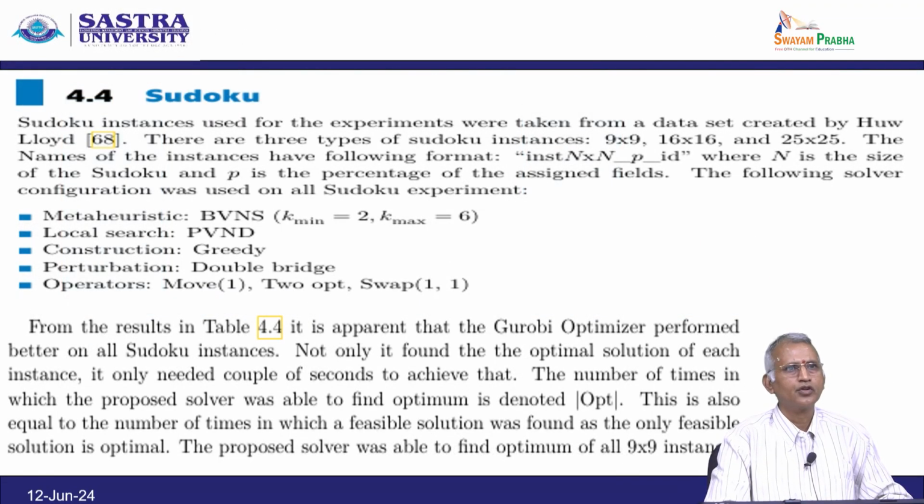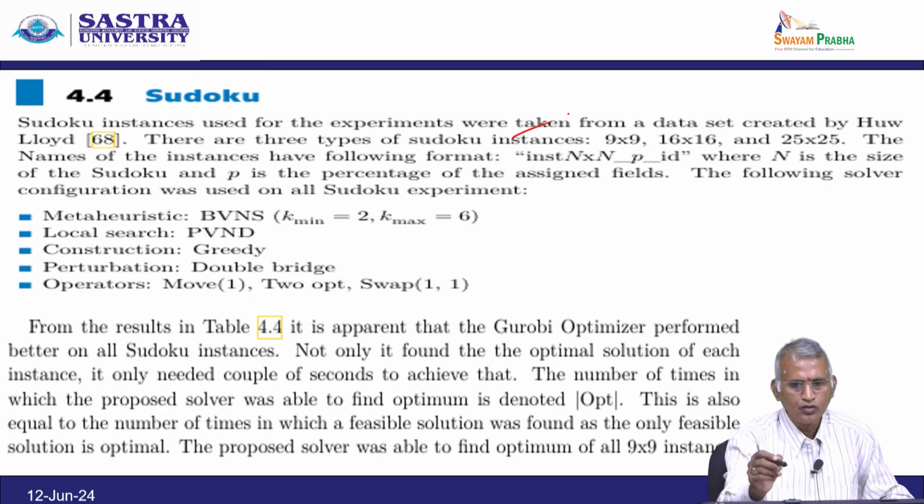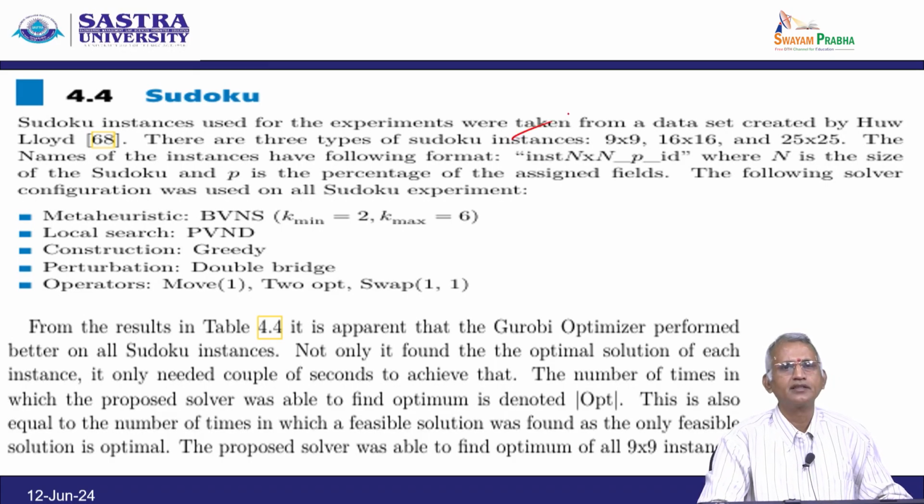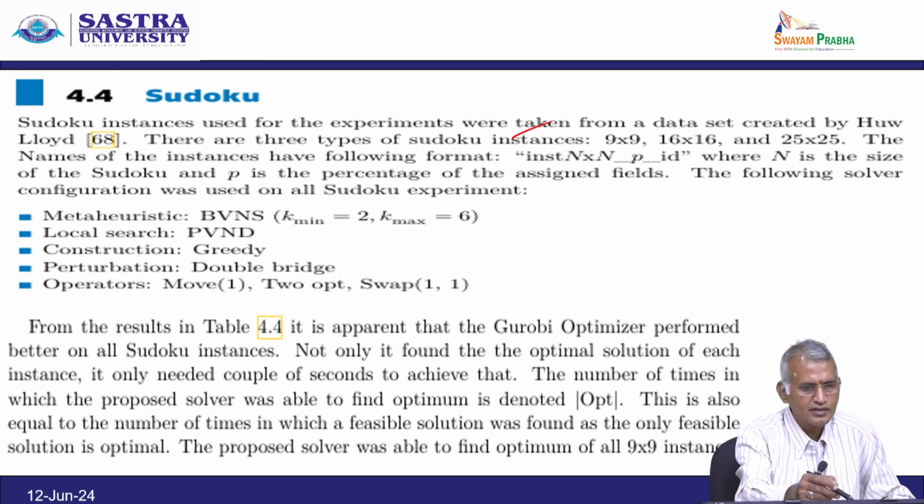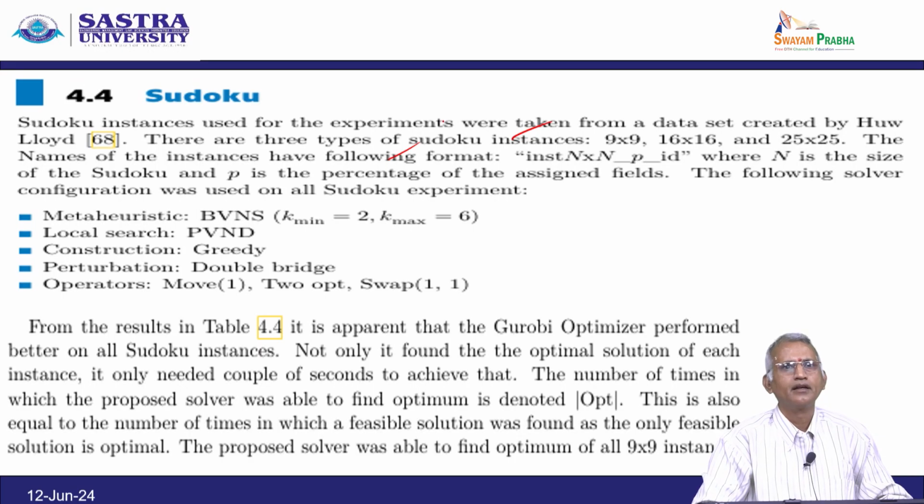Next, Sudoku. The Sudoku instances used for the experiments were taken from the data set created by Huw Lloyd. There are 3 types of Sudoku instances: 9 cross 9, 16 cross 16 and 25 cross 25. The names of the instances have the following format: instance n cross n hyphen p hyphen id, where n is the size of the Sudoku and p is the percentage of the assigned fields.